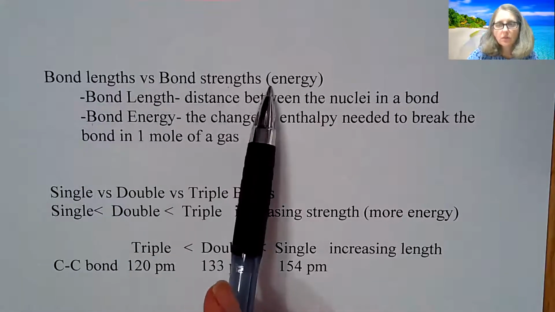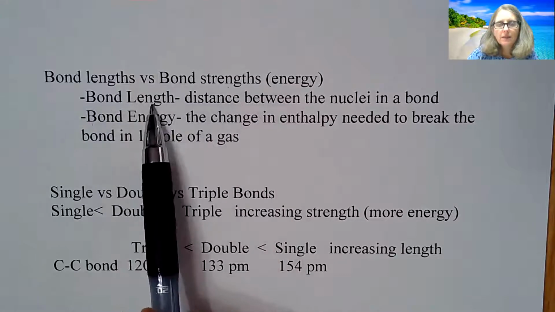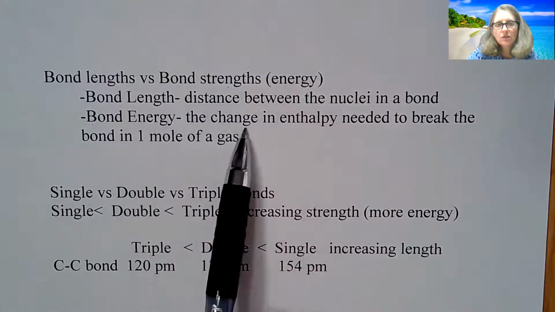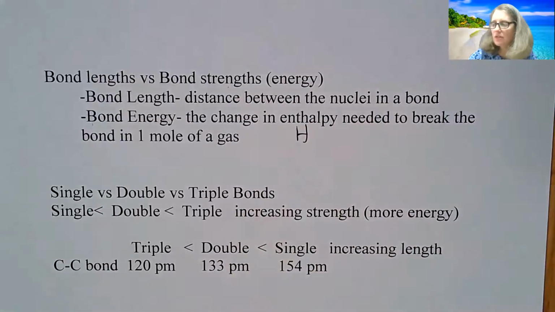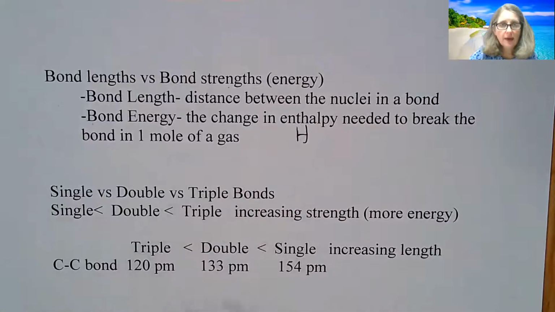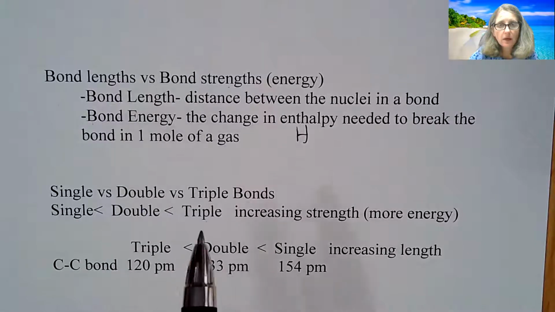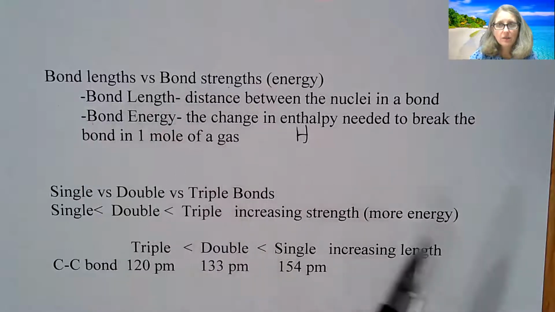And again, strength, what we're talking about is the potential energy stored in that bond. So bond length, again, is the distance between the nuclei and the bond. Bond energy is the change in enthalpy, again, this is H, needed to break the bond in 1 mole of a gas. So again, when we talk about stored energy, that's our bond energy that we're talking about.